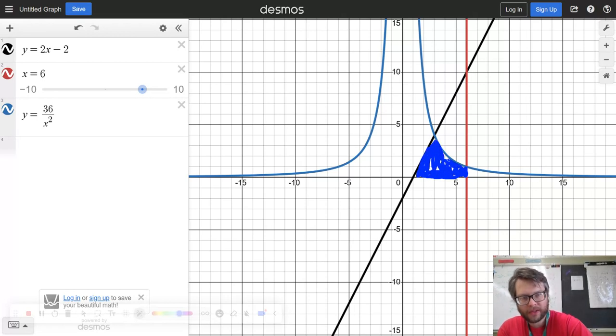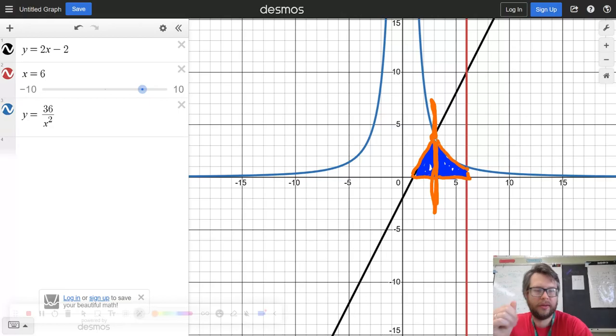Okay. What's hard about this is that who's on top and who's on bottom changes depending on what zone you're in. So the way I see this is that I want to split up the region right here. And I'm going to do this region plus this region. Do it as two separate integrals. Okay. So what I first need to find is what is this point of intersection.